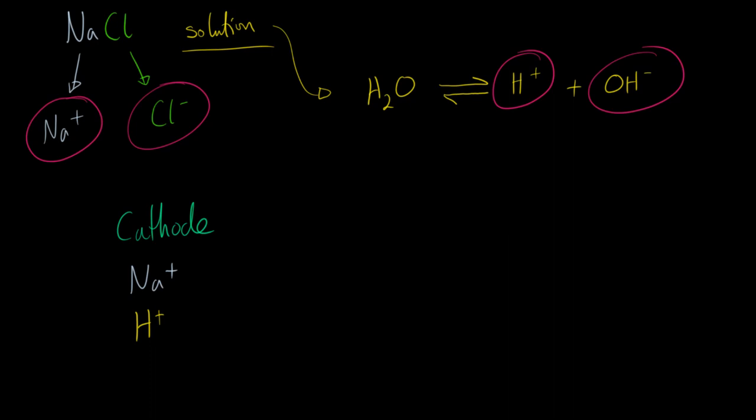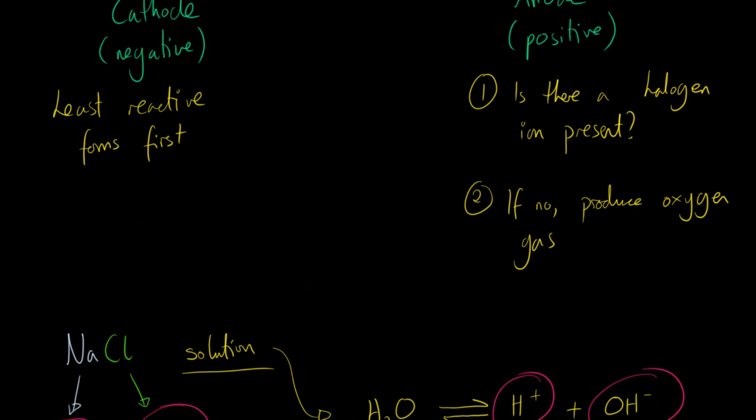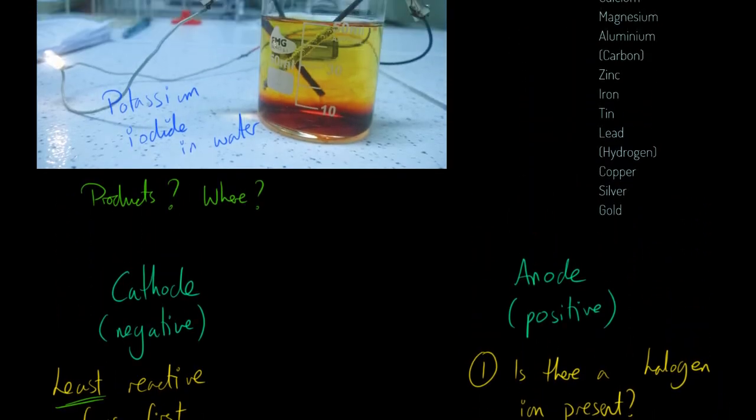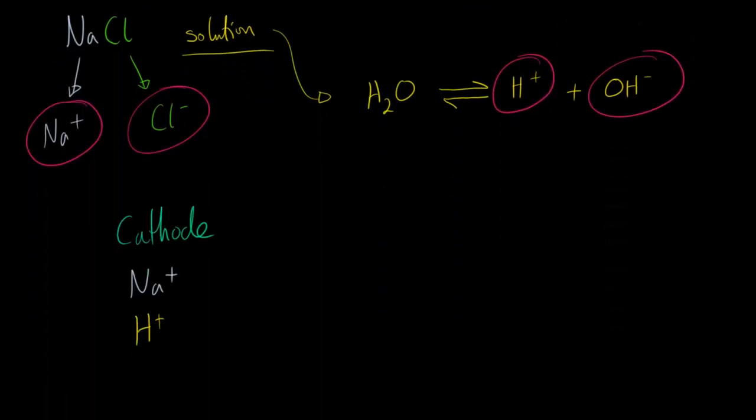Now let's just check in with the rules. I said the least reactive goes first. So if we look at our reactivity series up here, sodium is there and hydrogen is there. So the least reactive goes first, so hydrogen will form. So this hydrogen, it will form, and it will form into hydrogen gas.